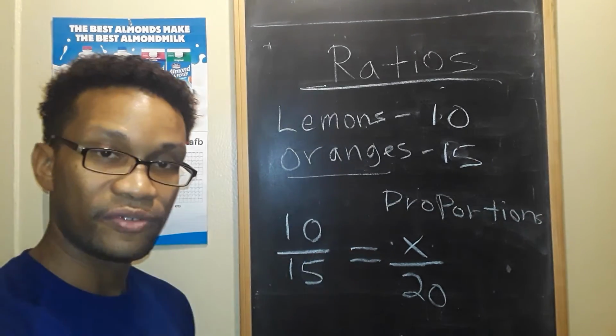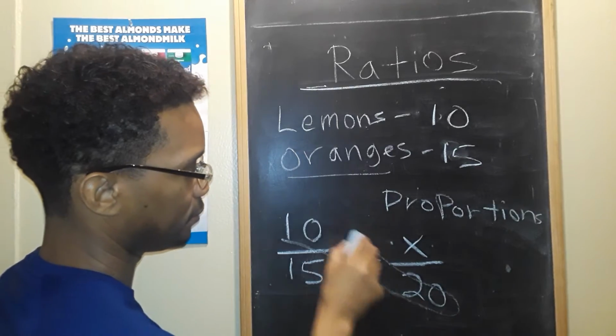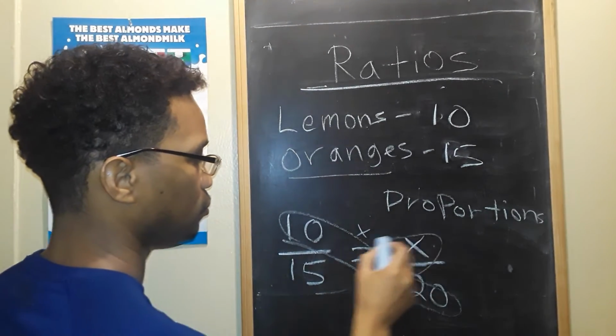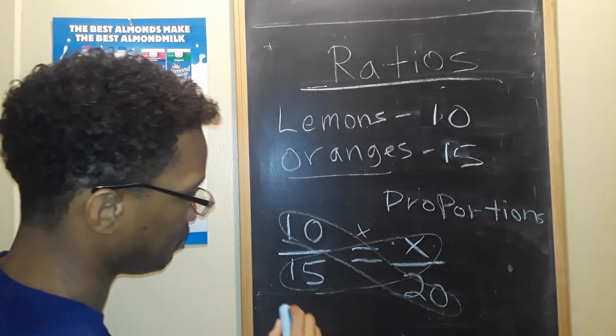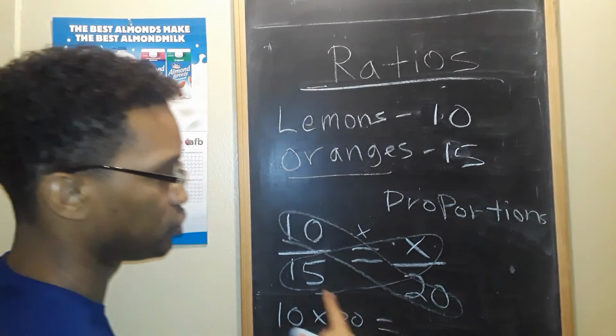So since you have 10 over 15, this 10 will have to multiply with that 20. And this 15 will multiply with that X. So it will appear like this. 10 times 20 is equal to 15 times X.